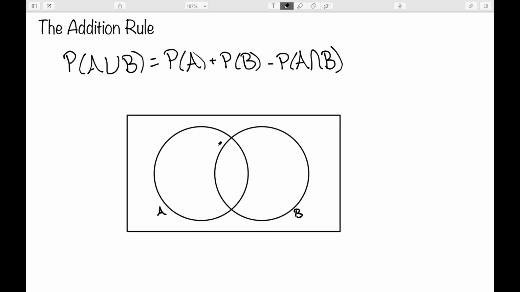So here I have my Venn diagram with A and B. I'm going to start with the probability of A. That would be everything in this piece of the A circle, as well as what A and B share. Next, we have the probability of B. So that would be everything in the circle of just B, as well as what A and B share.